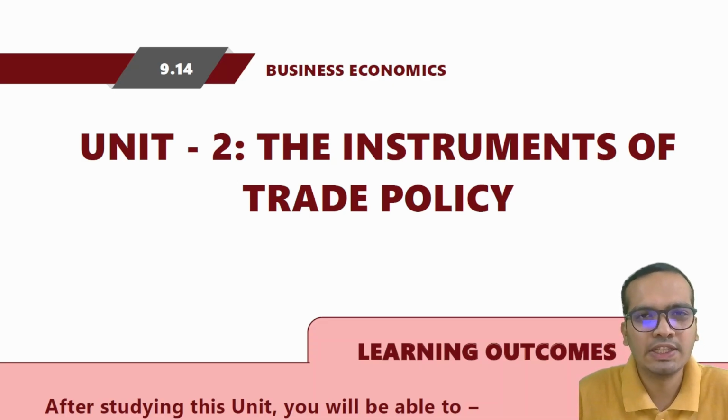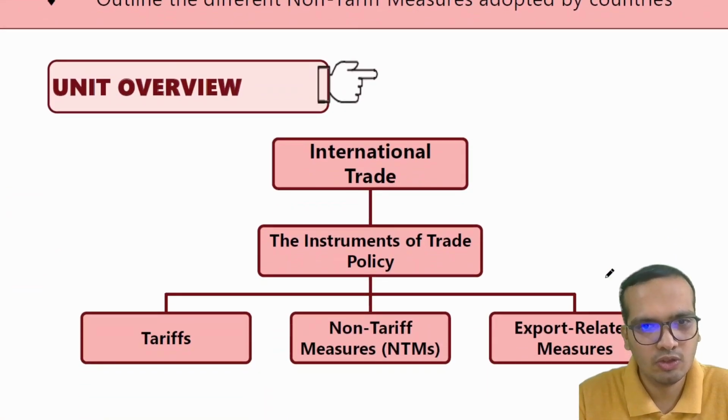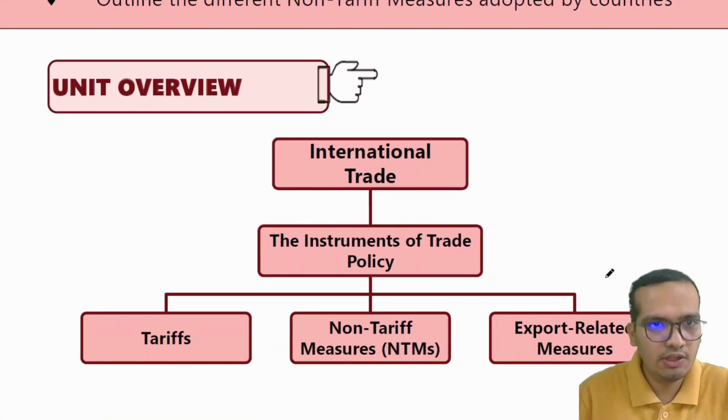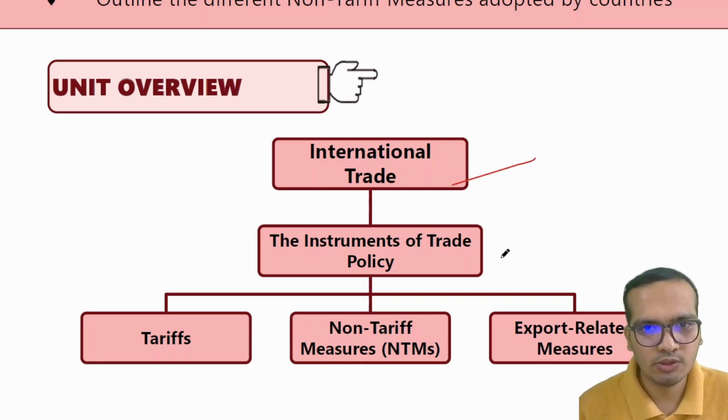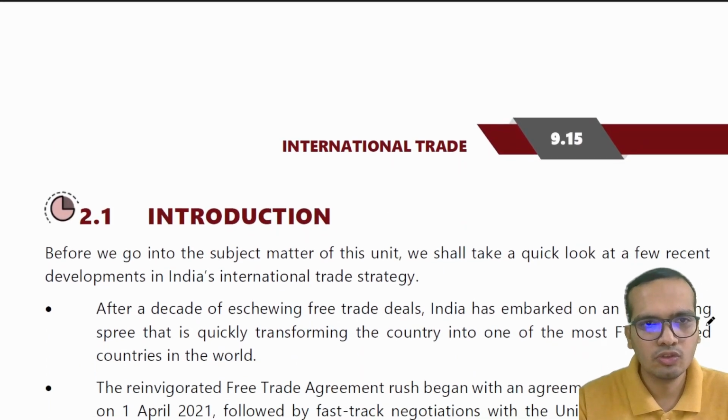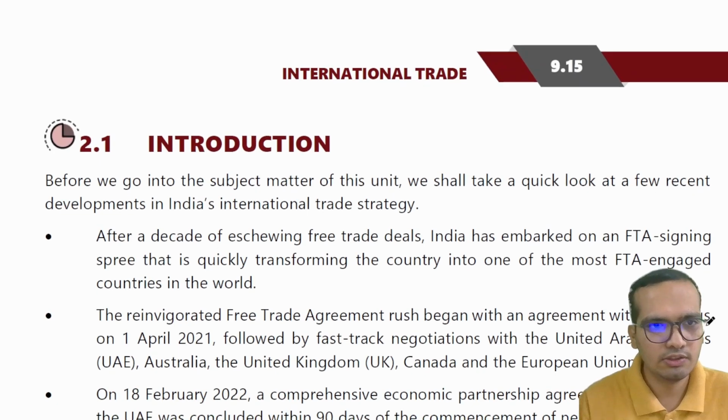Today, we will be discussing Unit 2, the instruments of trade policy, in Chapter 9, International Trade. Here is a quick overview. In international trade, we have the instruments of trade policy, which consist of tariffs, non-tariff measures (NTMs), and export-related measures. So here is a quick introduction.